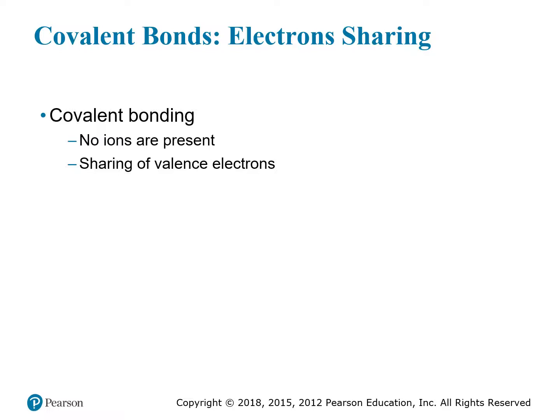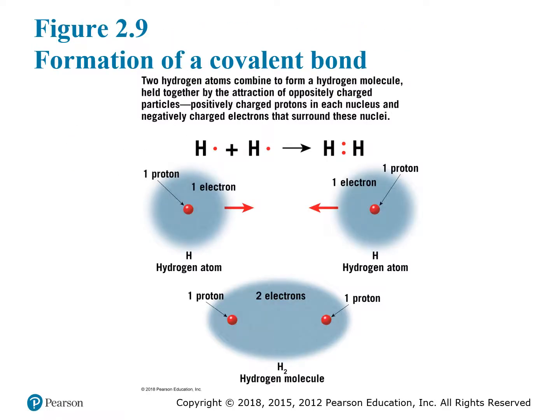Then there are covalent bonds, where no ions are present, but we're sharing different electrons within the clouds between two atoms. So the formation of a covalent bond is pretty easy to see here, where electrons are going back and forth between atoms.